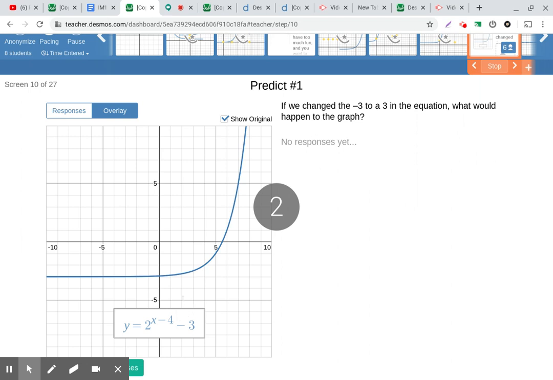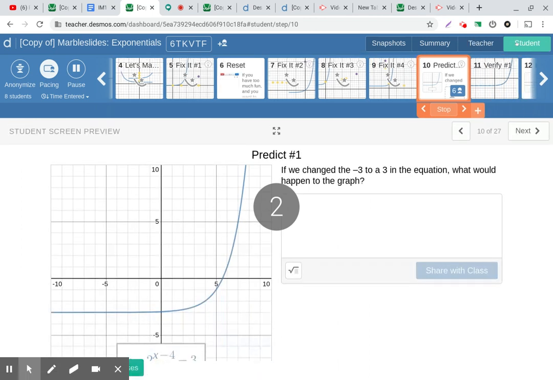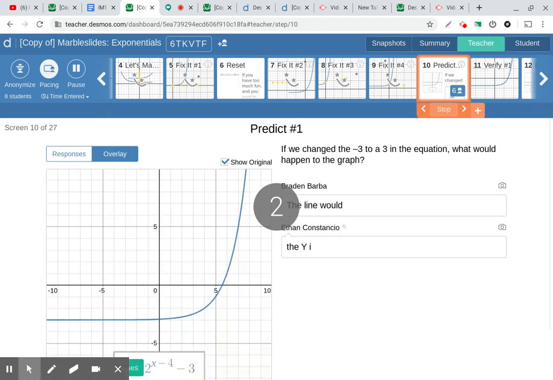If you change this one, we dropped it by 3. What do you think it would do if you put +3? I think I gave you the answer. What would you do if you put +3? Let's see what your answers are. The line would rise up. Yep.